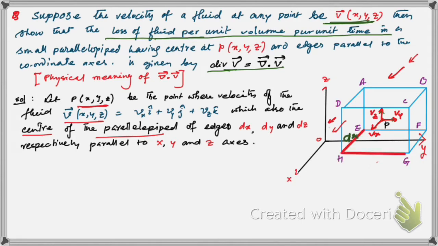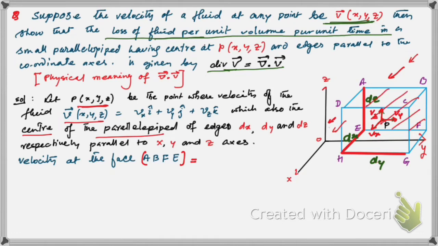We have taken this edge as dx, this one is dy, and this vertical one is dz, right? These are the edges. So the velocity at the face ABFE, this surface, the back surface, is given by Vx minus del V by del X into dx by 2.